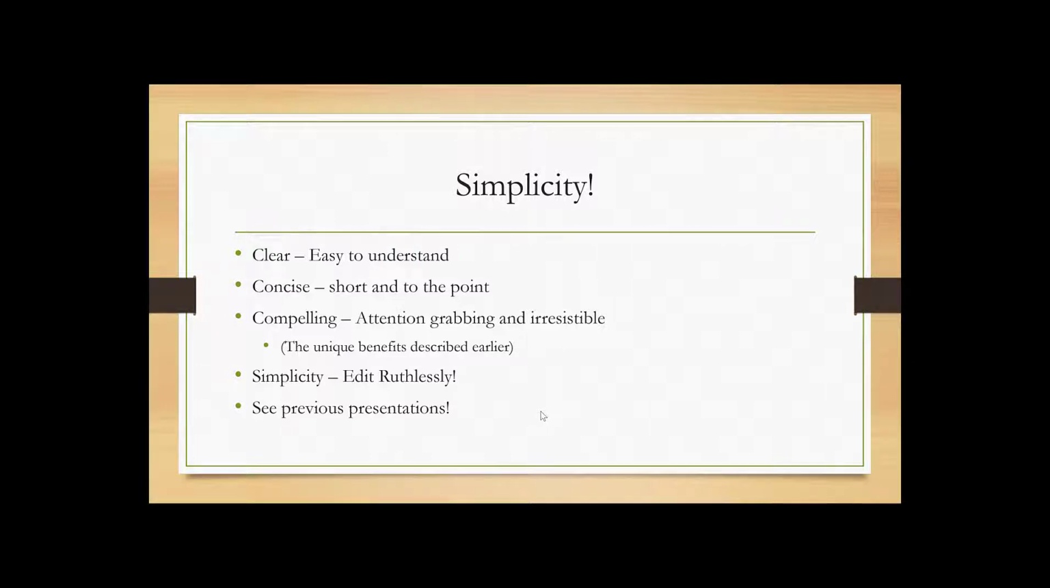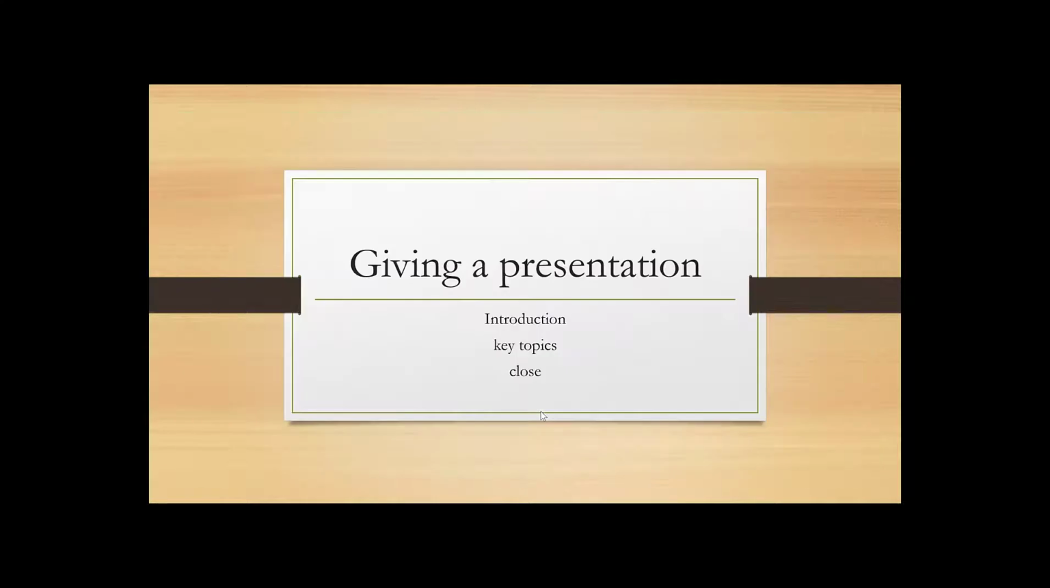So we've described all of these ideas previously in our presentations. What can we do to get more simplicity? We just proofread, we edit ruthlessly, round and round we go, and we scrap words, we pull words out, we keep things simple. So again, see the previous presentations on this topic.